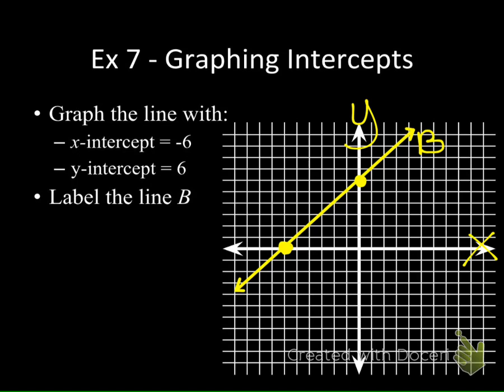And then you're going to plot your point there. And then your line's going to go through these 2 points. And you're going to label that B. All right, let's look at the last one here that we're going to do today.